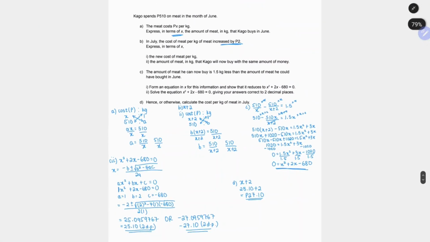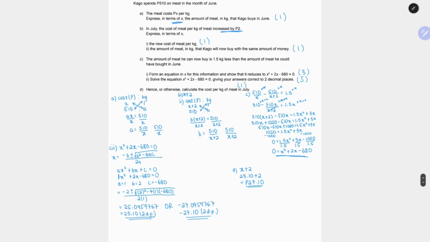Basically the same thing that we've been doing here. So there's 1 mark, 1 mark. That would be 1 mark again. This is 3 marks, this is 5 marks, and then there's 1 mark.